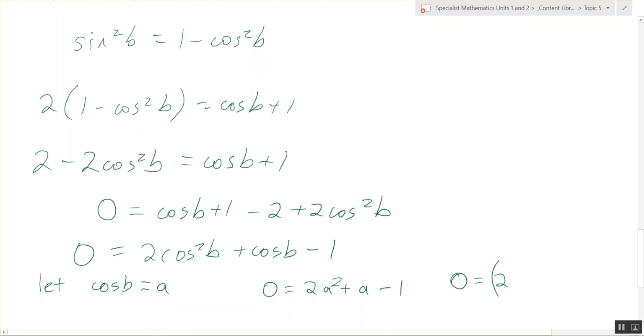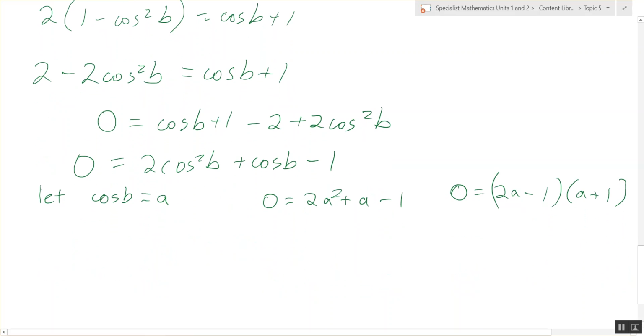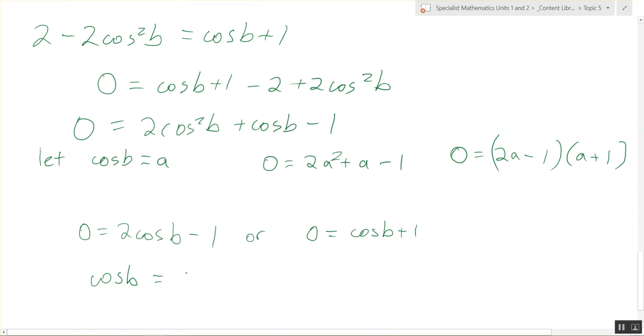So we're factorizing. So I know 2a is the first factor. Yeah? Alright, so now we can sub the cos b back in. So it's going to be either that or is either a half or cos b is -1.